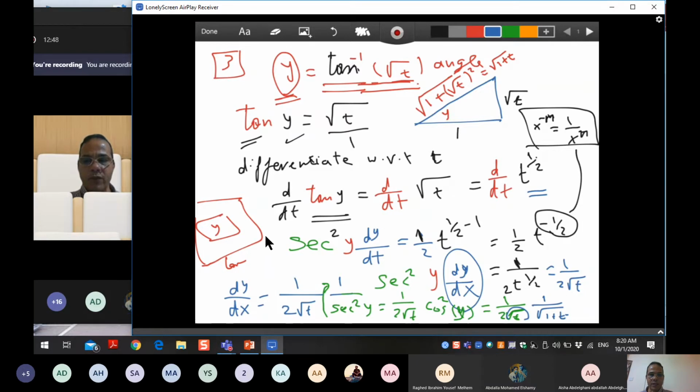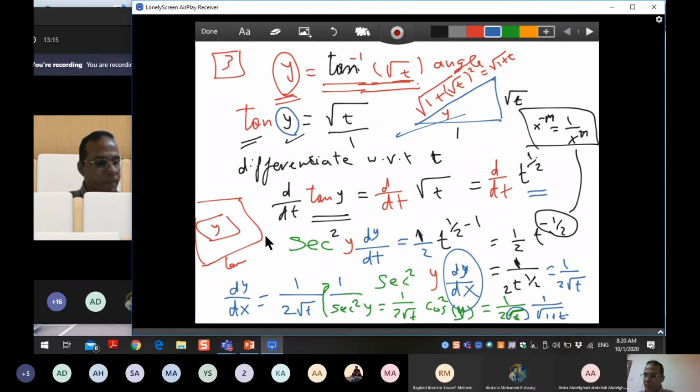Shall I repeat again if you don't understand anything? The main point in the other questions is that you have to graph your right triangle after you change the tan inverse into tan on the other side. So you have an angle y with tan equal to root t. As I said, tan, sine, cosine are fractions. So how can I make root t a fraction by dividing by 1?